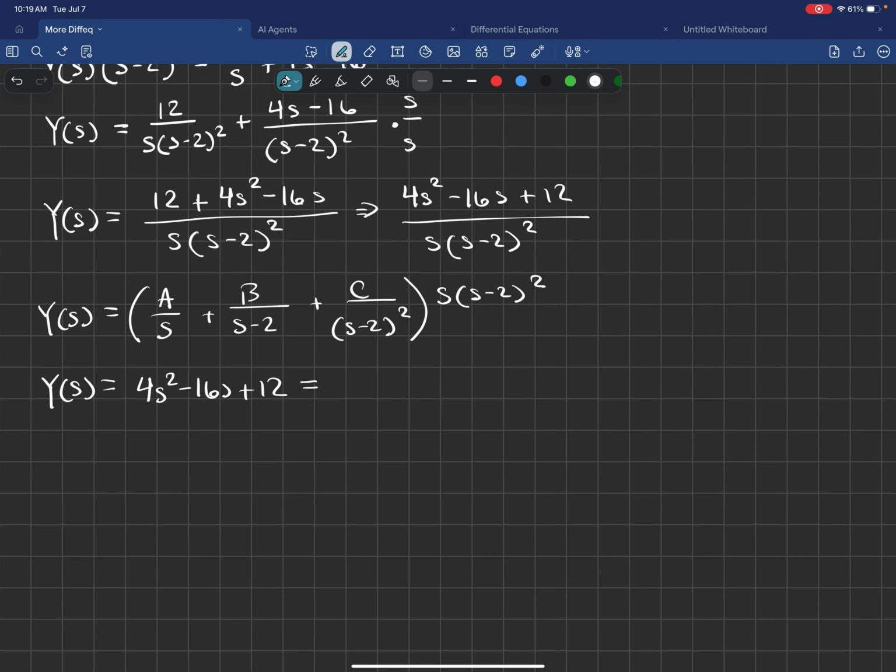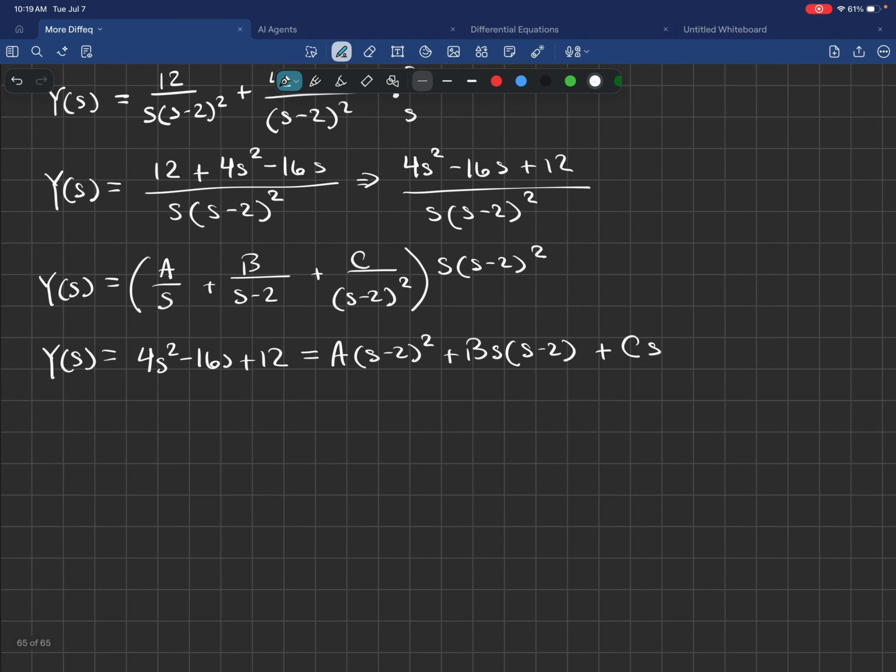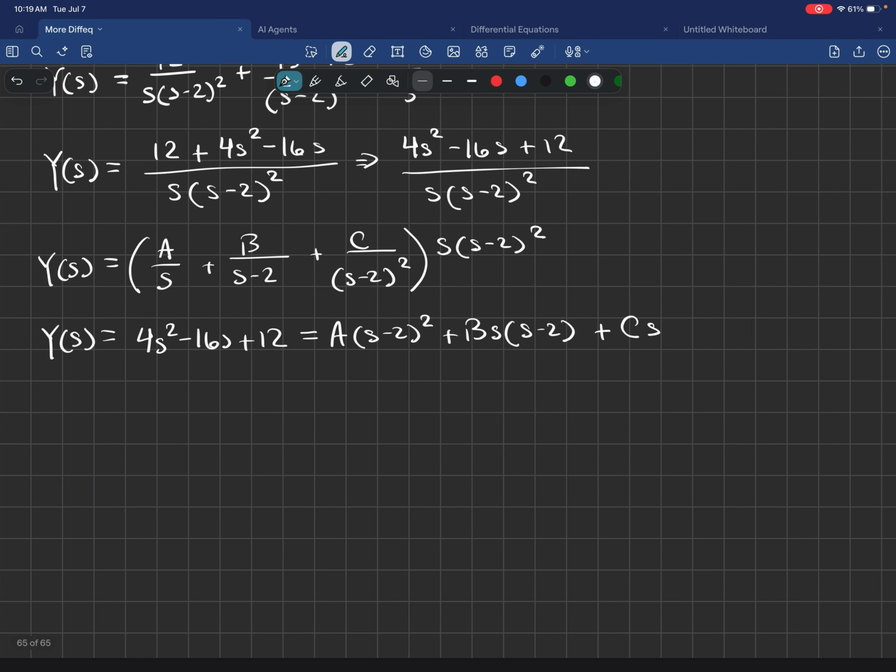And that's going to be set equal to a, and what was it missing? The s minus 2 squared, plus b. This is missing an s and another s minus 2 term. And then this is missing just the s. Okay. So now we pick strategic values for s to easily solve for the constants a, b, and c.